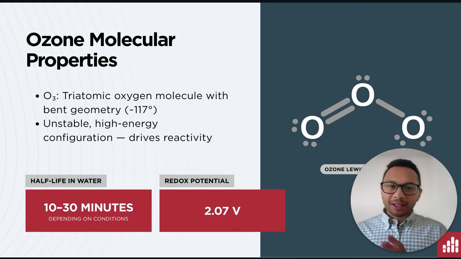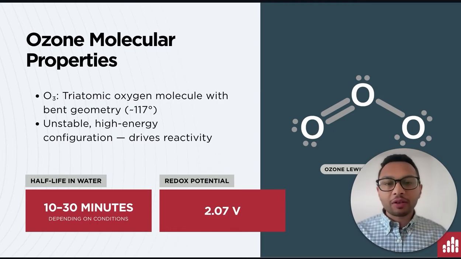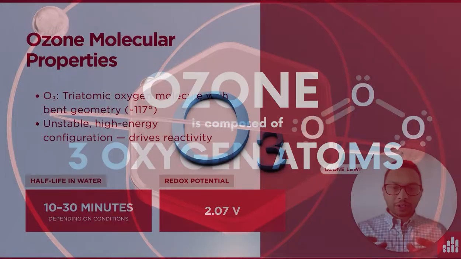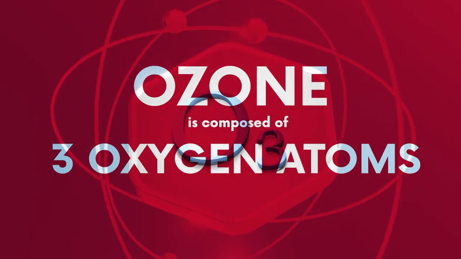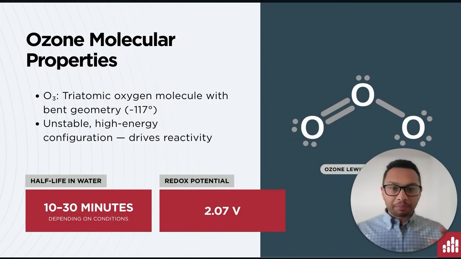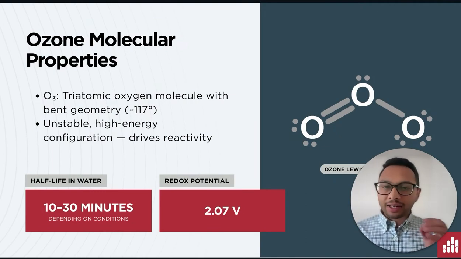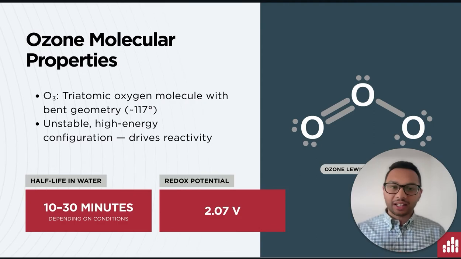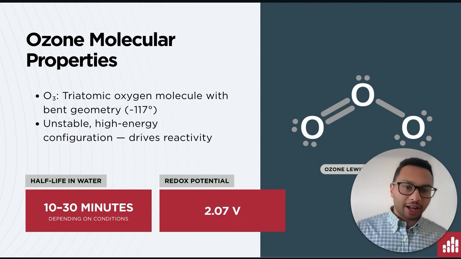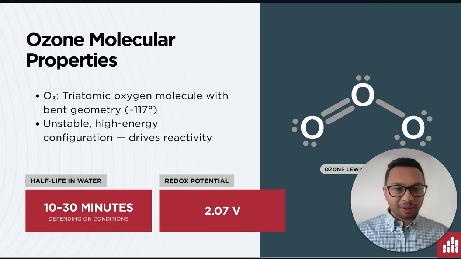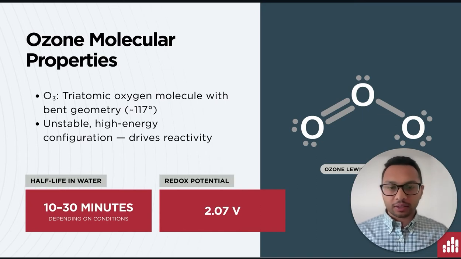So let's begin with the molecular structure and the behavior of ozone. Ozone is composed of 3 oxygen atoms, O3, arranged in a bent polar structure that has an internal bond angle of 117 degrees. The polarity gives it a highly unstable, reactive nature. It's constantly trying to react to be more stable in terms of the O2 configuration. This makes it such an effective oxidant.